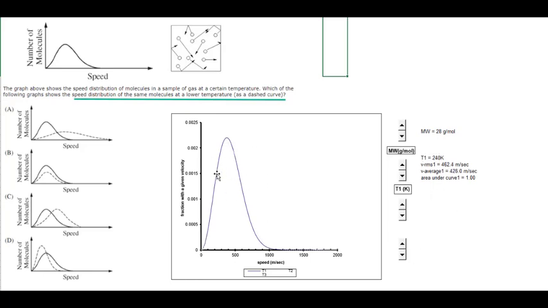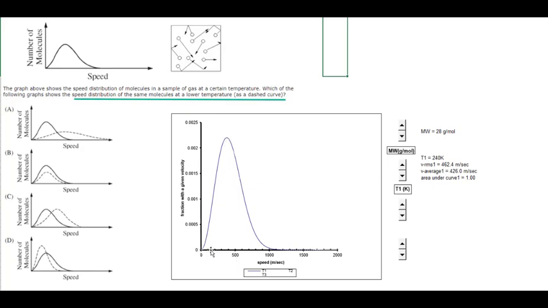Now, see how the curve has changed? The peak is higher, and this is sort of counterintuitive. You'd say, oh, at a higher temperature we're going to have a higher peak, but no, it just means that we've got a greater number of molecules with the average.